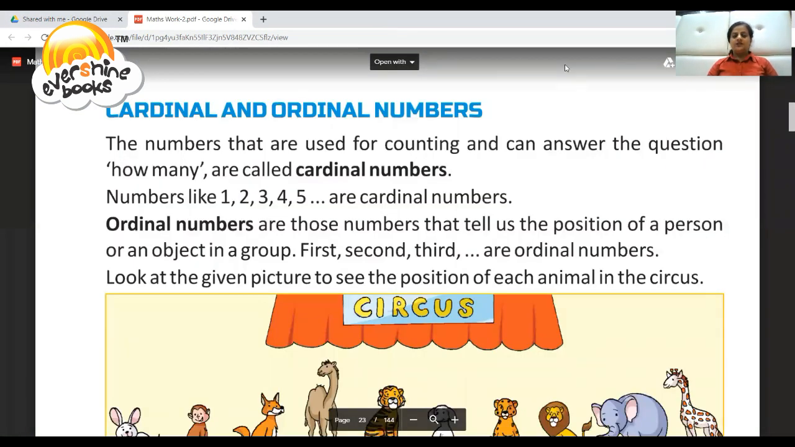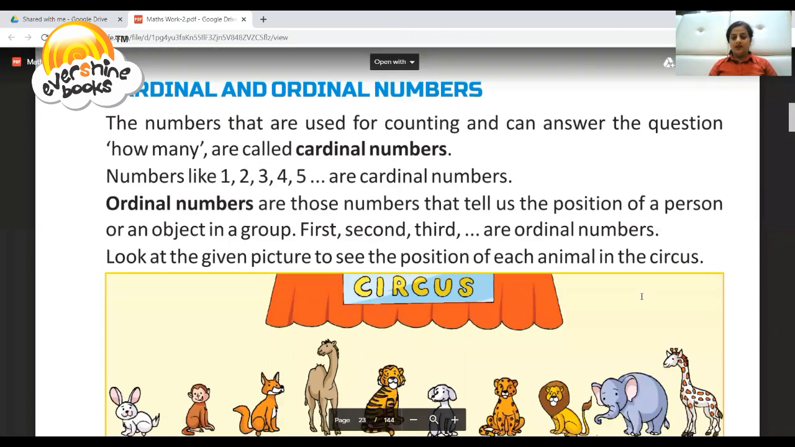Yes, students. Now we are going to learn about cardinal number and ordinal number. Ordinal number I have already taught you. First, second, third, fourth. That is called ordinal number. And cardinal numbers are the numbers like 1, 2, 3, 4, 5, 6, 7, 8, 9, 10.